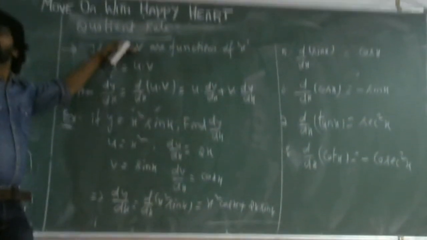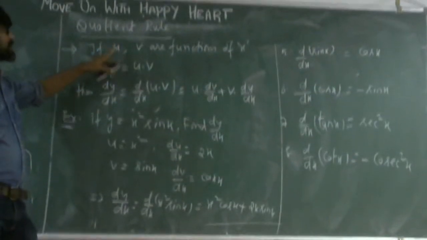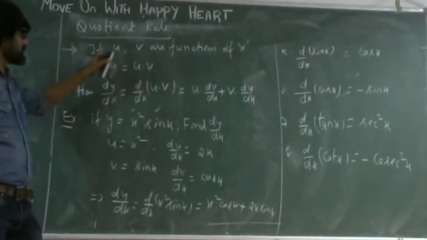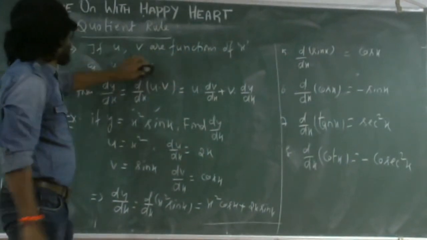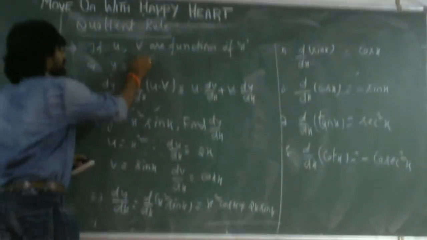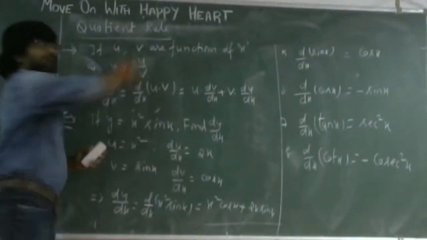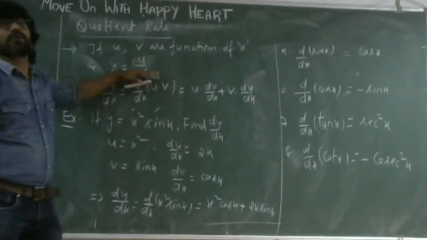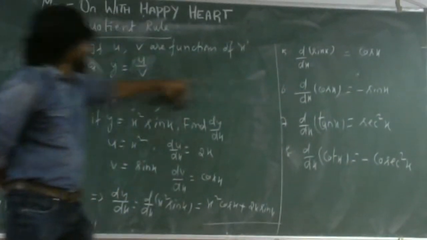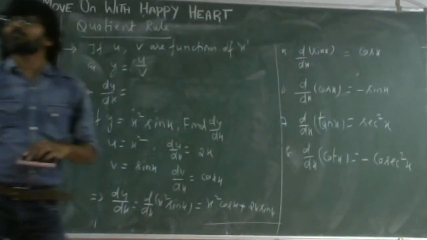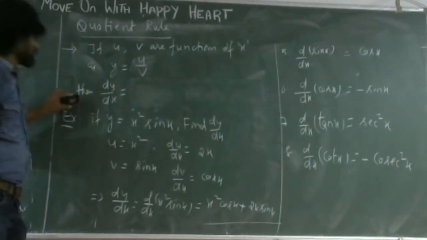Right. Under the quotient rule also we consider two functions of x. That is, if u and v are functions of x and y is equal to u by v, instead of u into v, then finding dy by dx will be the quotient. In such a case, we have to use the quotient rule.